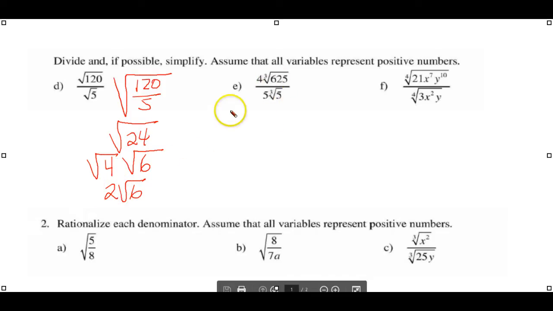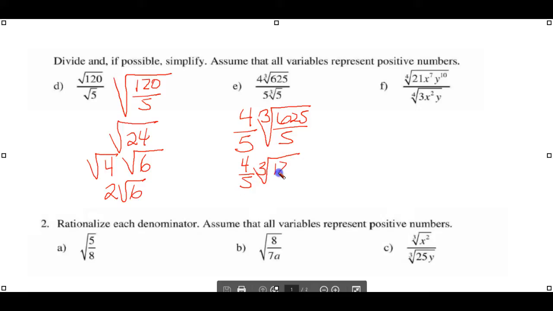Now for this one we have 4/5, and then all of this under a common radical sign, where 5 will go into there evenly, so we get 4/5, the third root of 125, which is a perfect third, which then becomes 4/5. The third root of 125 is 5. Here the 5's cancel out, so our answer here, once we finish, is 4.